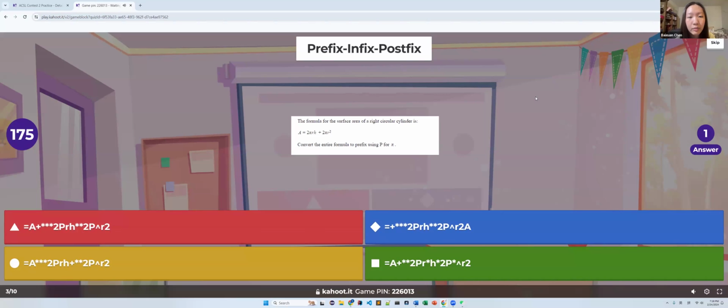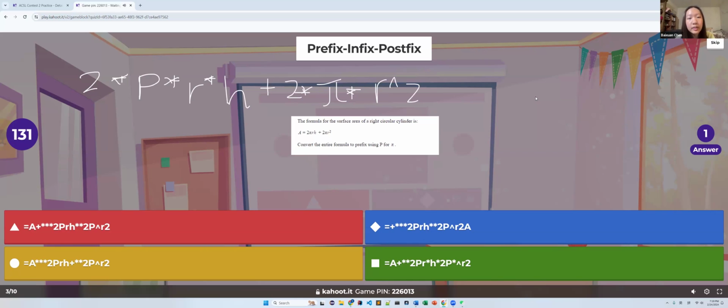Okay, so for this one, again, we're going to convert this to a notation where we see the operators. Here it says 2 pi r h, so that turns into 2 times p, because we're substituting p for pi, times r times h plus 2 times pi times r squared.